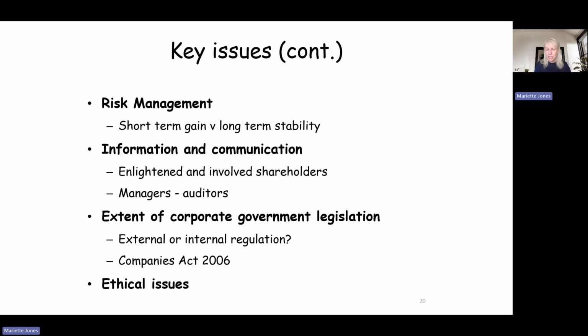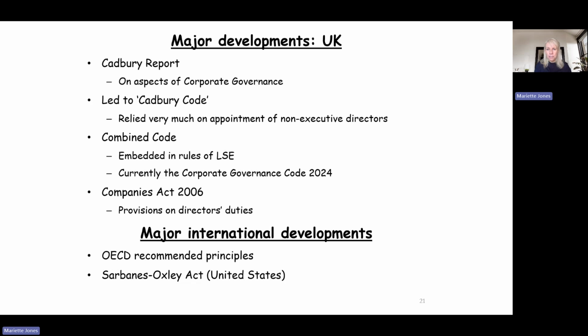Further, the appropriate levels of regulation. Should companies be left to manage themselves? That is internal regulation. Or should regulation come from outside the companies? That is externally, from, for instance, statutory regulatory bodies. A significant framework here is the Companies Act 2006, and in particular its provisions on the duties of directors. And finally, increasingly corporate governance, the way in which companies are run, is seen as not just a business but also an ethical issue.